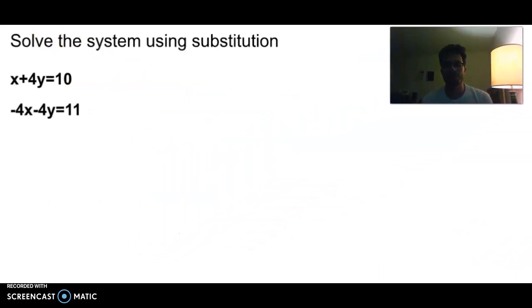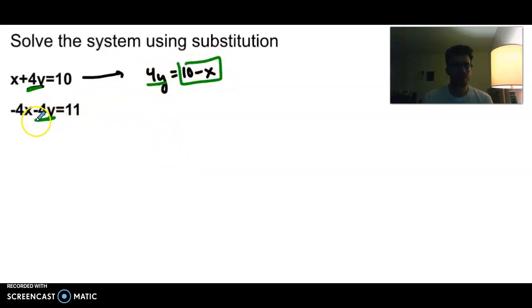Let's do one more. Let me solve the system. Notice here, I see a 4y here, and I see a 4y here. Let me solve for 4y. So if I solve for 4y here, I get 4y is equal to 10 minus x. So if I put that in for 4y, since 4y is equal to this, I will put it in this expression. So I get negative 4x minus 10 minus x equals 11.